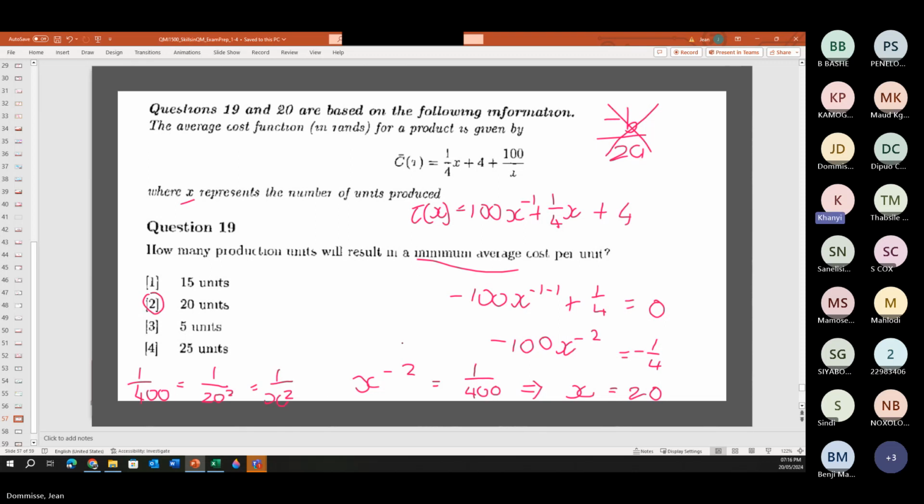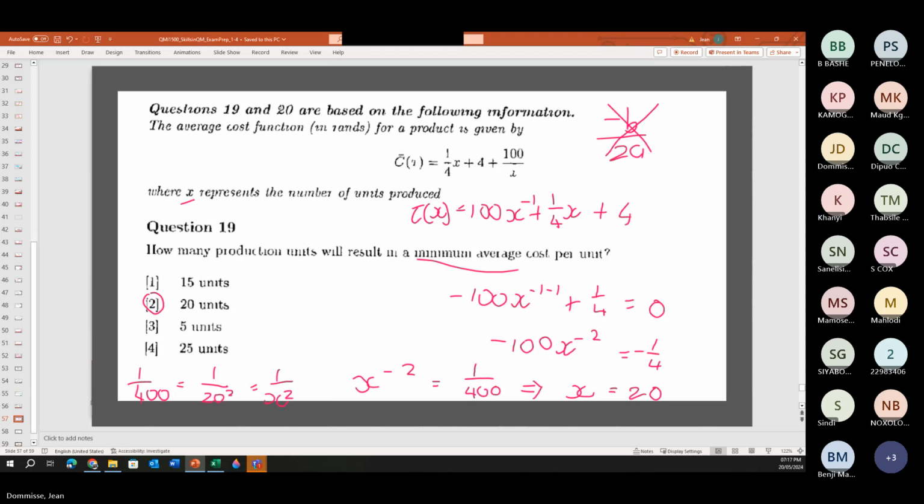Yes, Kanye. Jen, I'm a bit confused now. You lost me there because I was with you till the part of the 1 over 400 because I also got the same on the calculator. And then you just lost me after the x to the power of 2 equals 20.